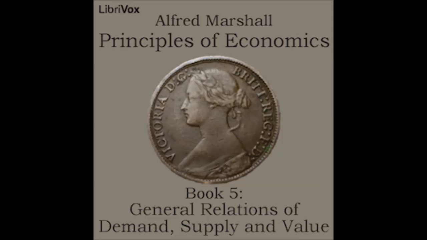The last 3 chapters examined the relation in which cost of production stands to the income derived from the ownership of the original powers of land and other free gifts of nature, and also to that which is directly due to the investment of private capital.